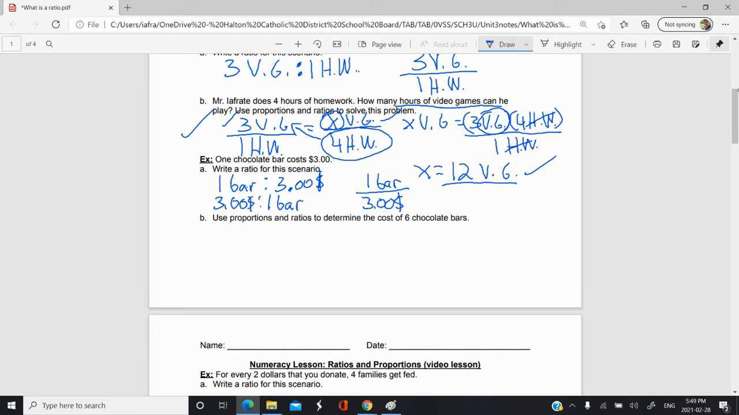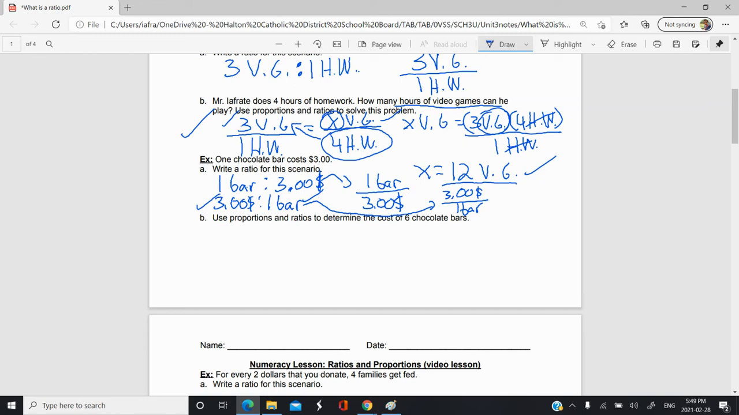You could have done $3.00 per 1 bar like that. So understand this one's equivalent to that one and this one's equivalent to this one here. It also depends what I asked in the question. If I say write a ratio for the number of bars to dollars, you would have said 1 bar for $3. If I said for the number of dollars per bar, you would have said $3 per bar. So it depends on the way I ask the question as well.